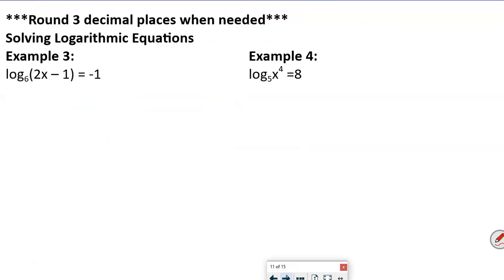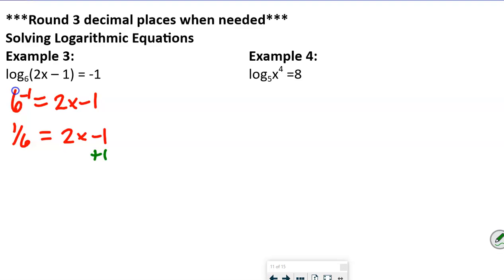So on this first one, we're going to take it from logarithmic form to exponential form. So we're going to say 6 to the negative 1 is equal to 2x minus 1. Well, 6 to the negative 1 is 1/6, and that's equal to 2x minus 1. I'm going to add 1 to both sides, and some of y'all would do this in your calculator. I get that, but again, when you round it, don't round it till the end, okay? So I'm going to add 1 to both sides, and the way I'm going to do that over here is I'm going to do 1/6 plus 6 over 6, because that's the same as 1, right? So that's going to be 7 over 6 equals 2x.